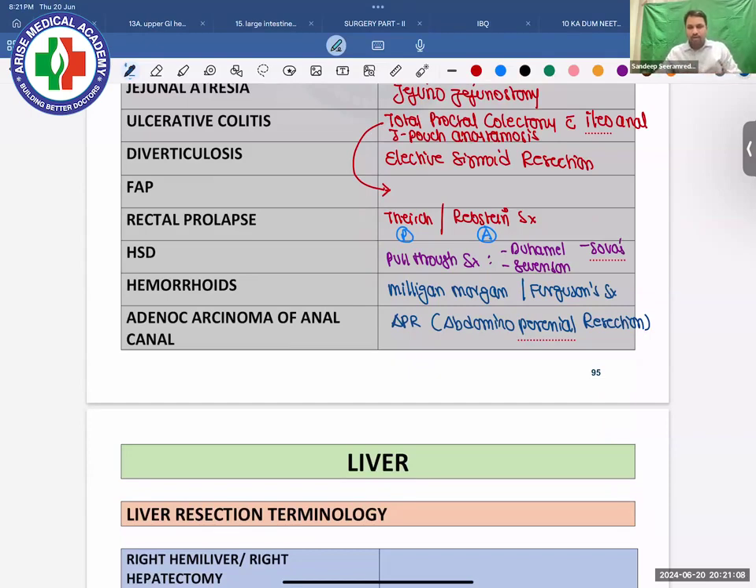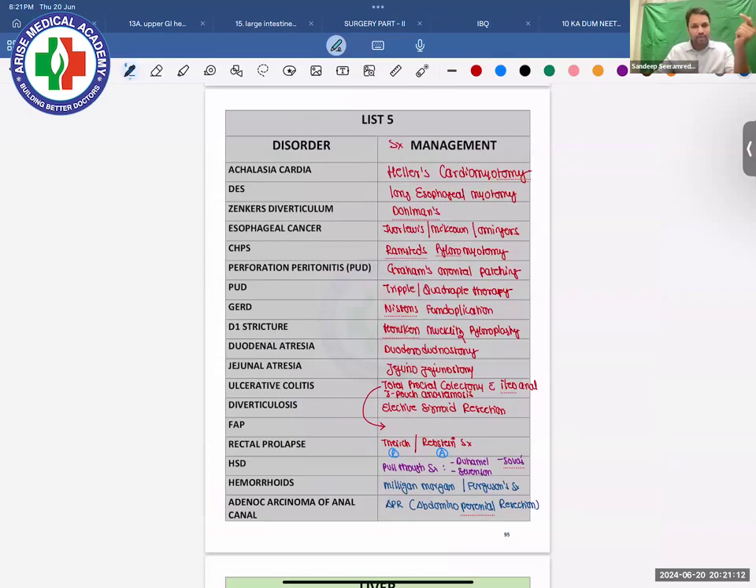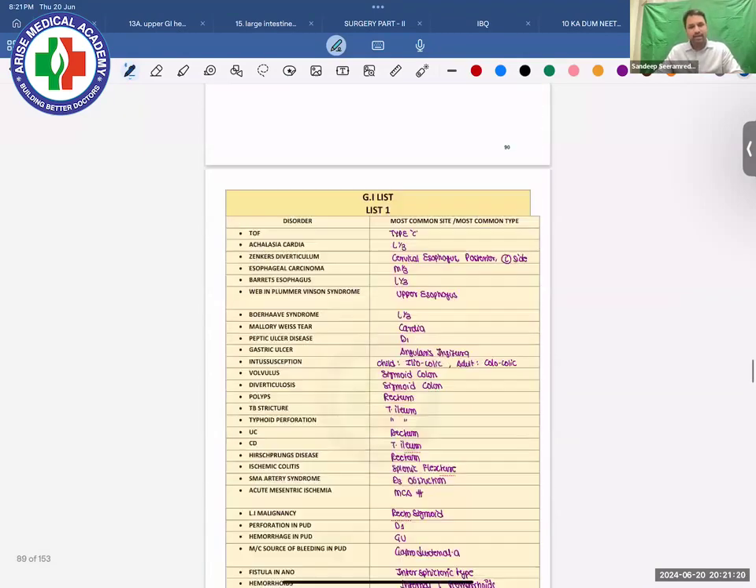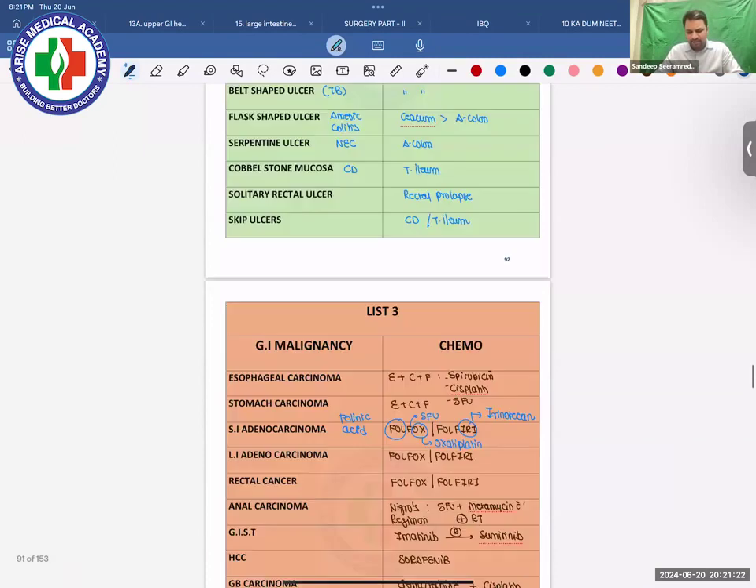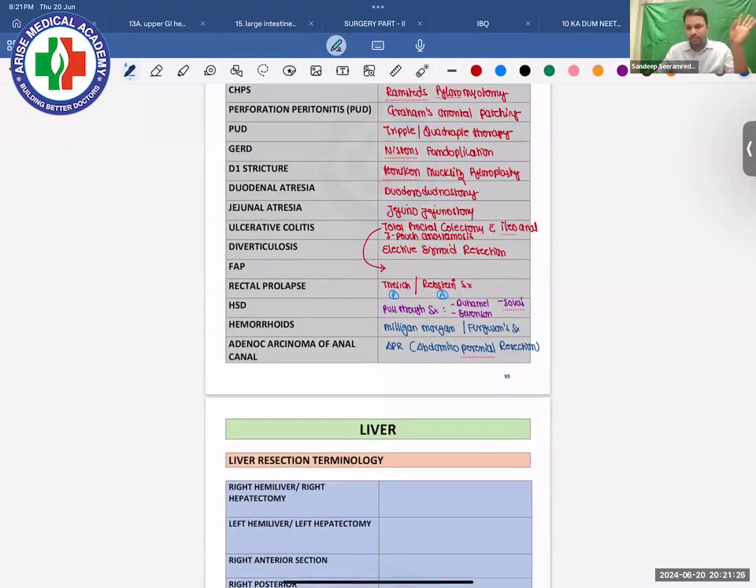Right? So this concludes your entire GIT. Have a quick look once, and your things would be sorted. Okay? So all these tables are for your quick recap of your entire GIT. If you have time the day before the exam, look at the tables, which is more than enough. Okay? Nothing more is important. Clear?